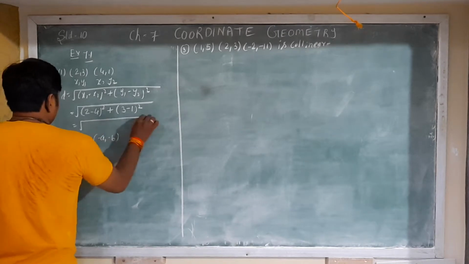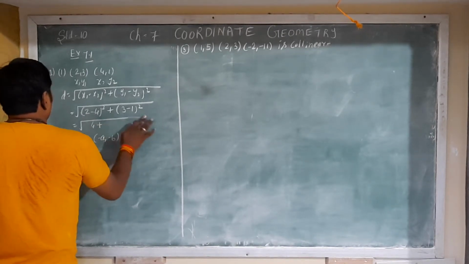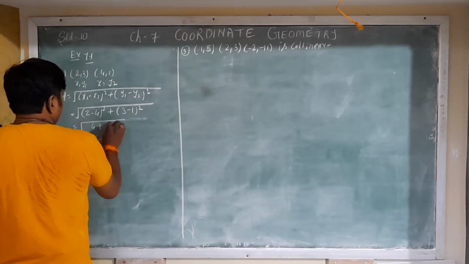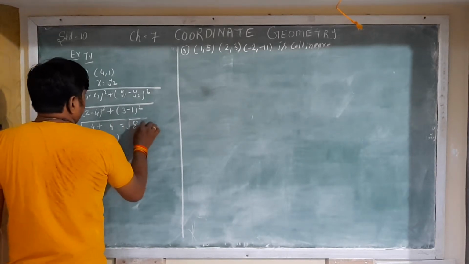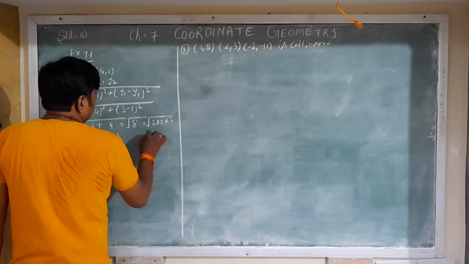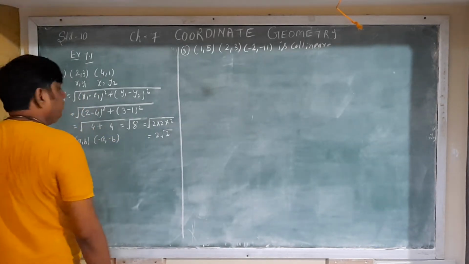Okay, solve this. 2 minus 4 is minus 2, square is 4. Then 3 minus 1 is 2, square is 4. Your answer is root 8. Root 8 is written as 2 multiply 2, so your answer is 2 root 2. This is the distance between the given coordinates.